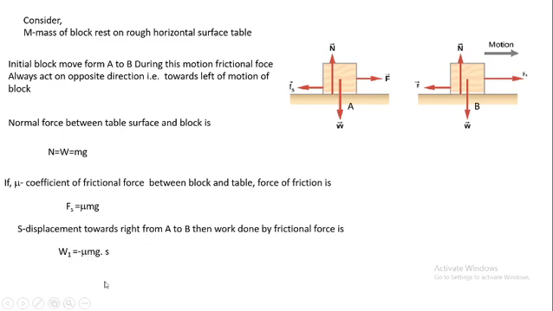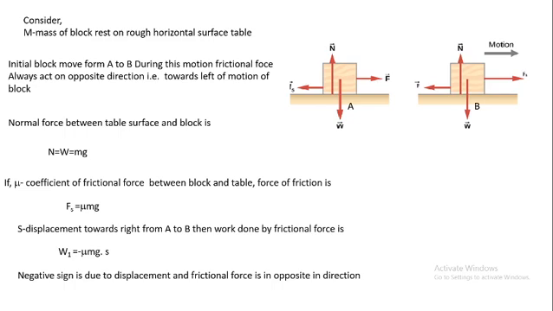Now there is a negative sign. The negative sign is introduced here because the direction of the frictional force is towards the left and the direction of displacement is towards the right. So displacement and frictional force are in exactly opposite directions, and so the work done is also negative.